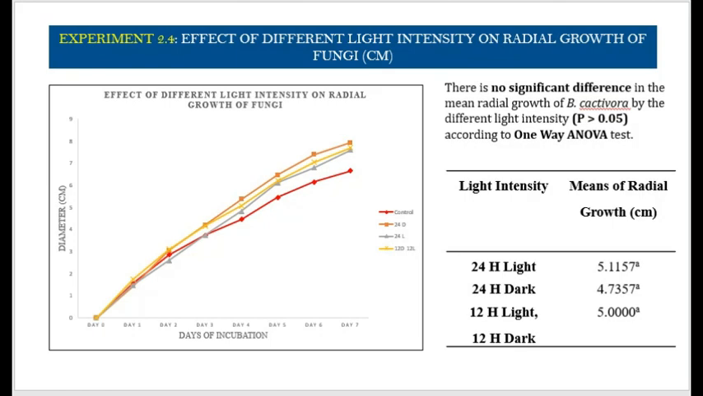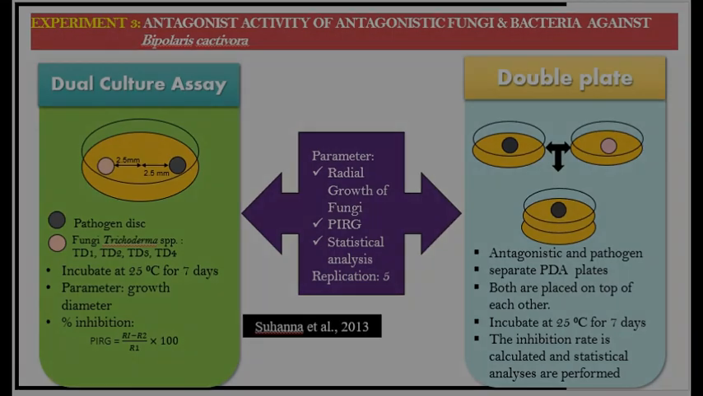Okay, for experiment 2.4, there is no significant difference in the mean radial growth of Bipolaris cactivora because the value of P is higher than 0.05. The figure shows that Bipolaris cactivora that has been exposed to 24 hours of light achieved the maximum radial growth of 5.11 cm, followed by 12 hours light plus 12 hours dark. Then we move to the next slide.